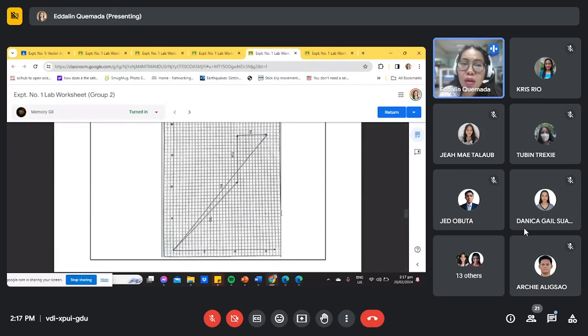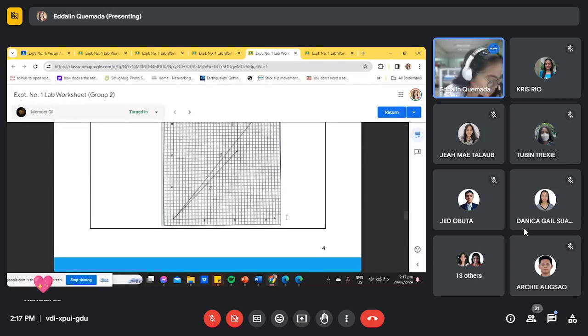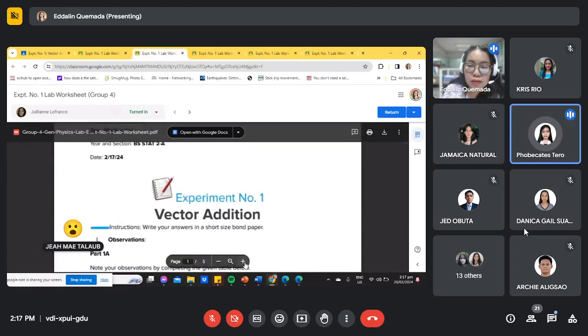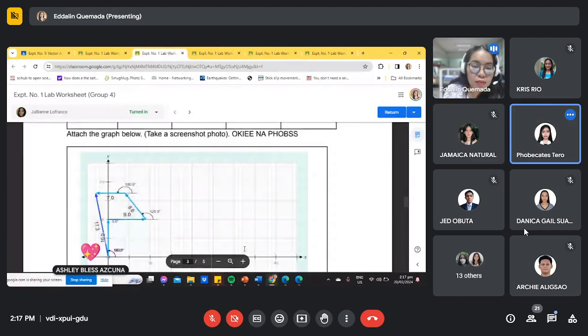Do you understand part B, class? Yes, miss. Okay. We proceed now to the answer of question number 1. Group 4, let's listen to Tero. Are we ready? Yes, ma'am. Let me go down to your answer. Please read the question first. Why do you think the head to tail method of vector addition is called the polygon method?